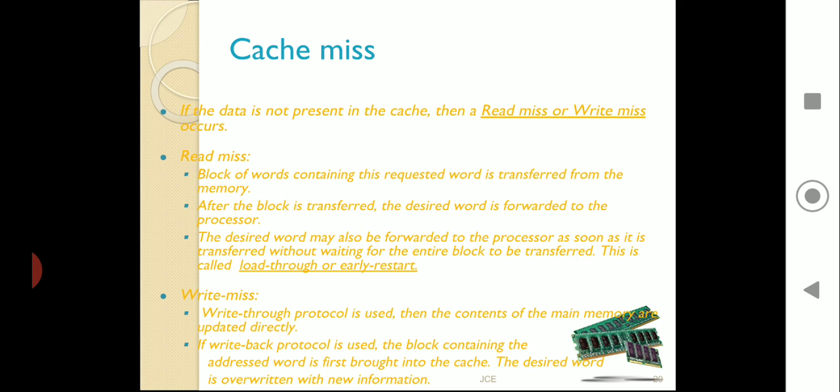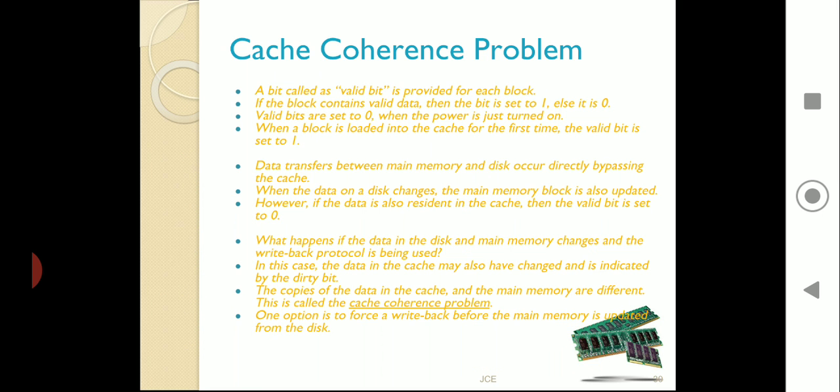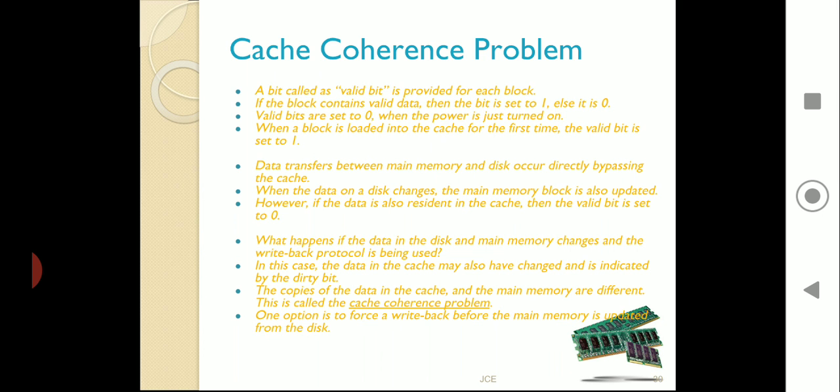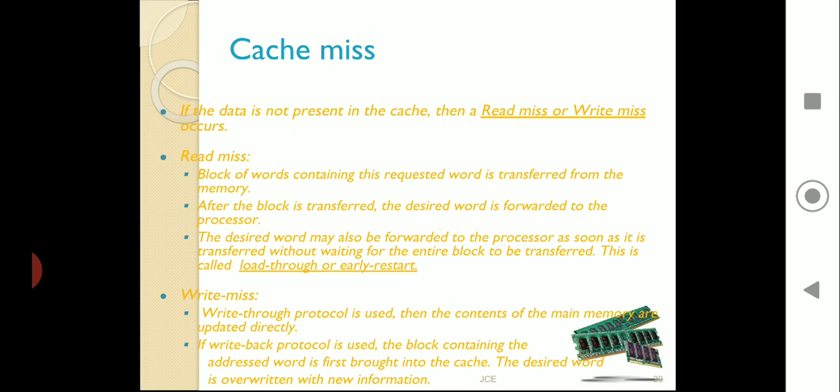After that we went to the next very important topic, which is called cache miss. We saw what a cache miss is and how it happens. There are again two types of cache misses: one is write miss and another one is read miss. So please go through the previous video if you want a better understanding of today's class.